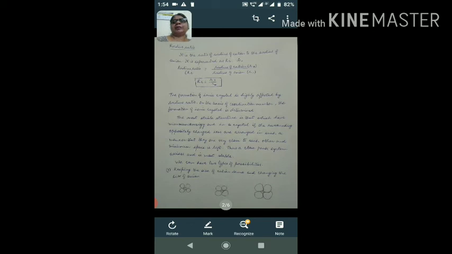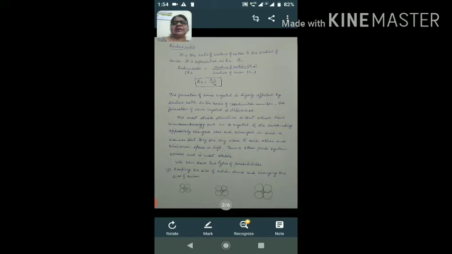Radius ratio. It is the ratio of the radius of the cation to the radius of the anion. It is represented by R. So, radius ratio can be written as R is equal to radius of the cation upon radius of the anion. The formation of an ionic crystal is highly affected by the radius ratio. On the basis of coordination number, the formation of an ionic crystal is determined.